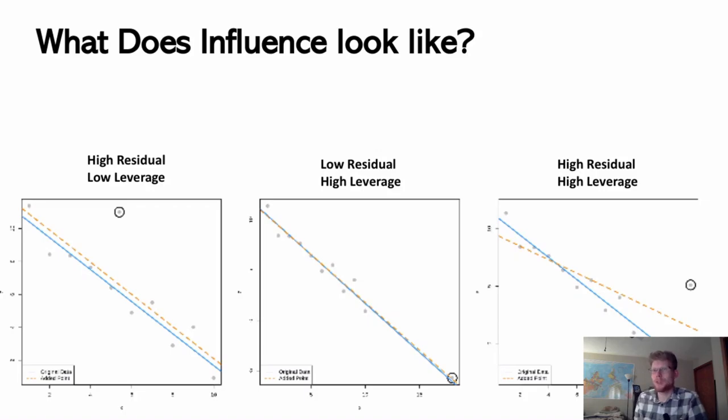So what does influence look like? There are 2 ideas that are paired up in this term influence as we're using it statistically here. The first would be that we have a high residual. A high residual is when we have a large distance from the best fit line, that there is a lot of error in a particular data point. There's also this idea of high leverage, and that's usually represented by data points that are far off to one edge of the predictor spectrum.